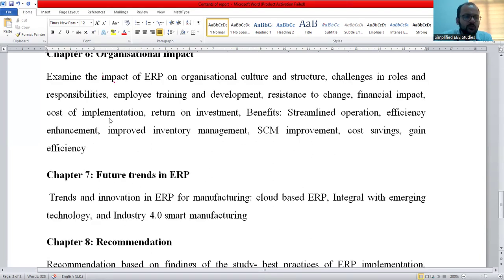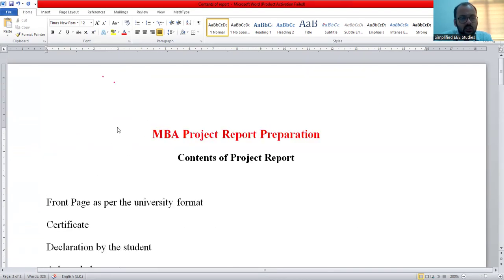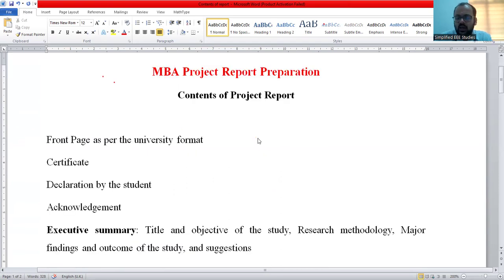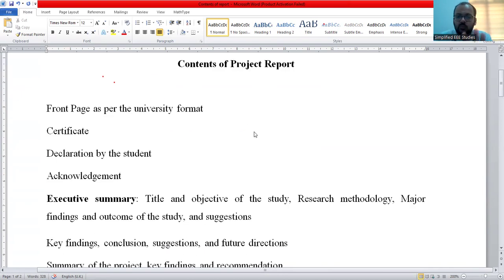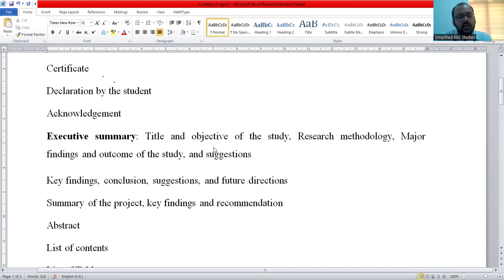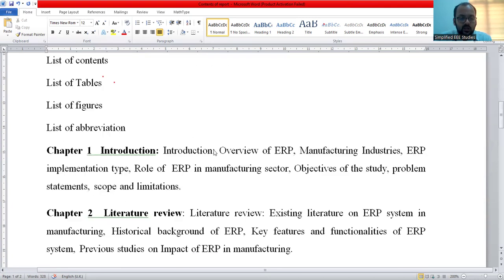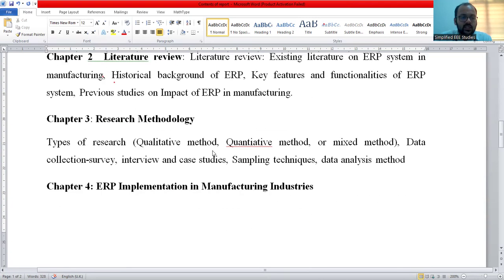So these are the few important steps which we have to consider for MBA preparation. I request everybody that before making the report, you prepare the skeleton like this. Once you prepare the skeleton, in parallel you can start the executive summary. Plan one day for executive summary completion. Later you can start with introduction, literature review, then methodology.